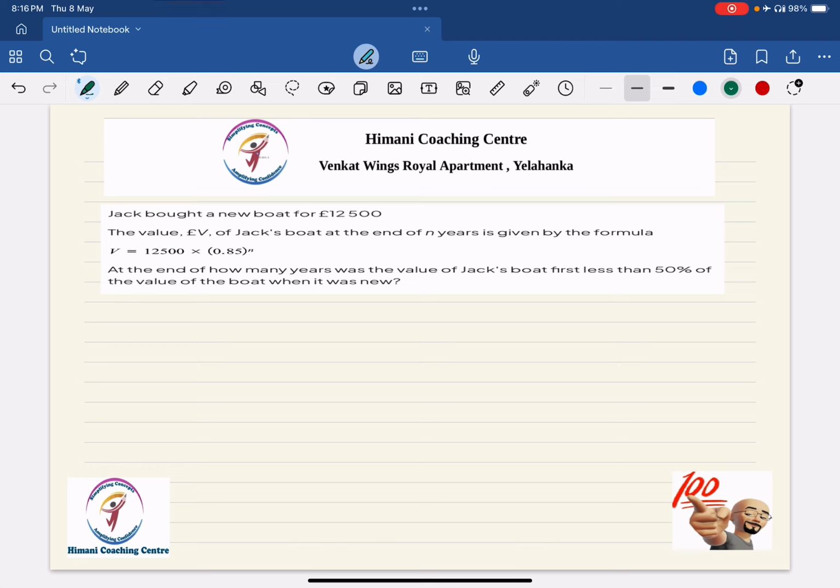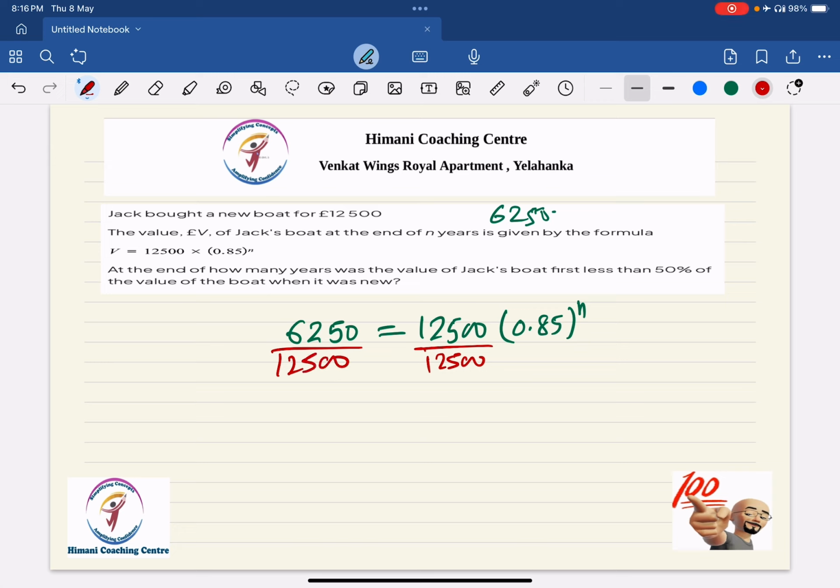So the boat's value has to go down by 50%. Okay, so we know it is 6250. If I know when the boat's value will be equal to 6250, we can then find out. So let us put 6250 equals 12,500 times 0.85 to the power n. Now we want to find n. So what will we do? We will divide both sides by 12,500.